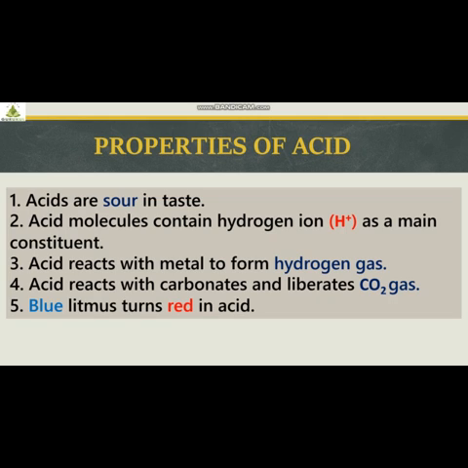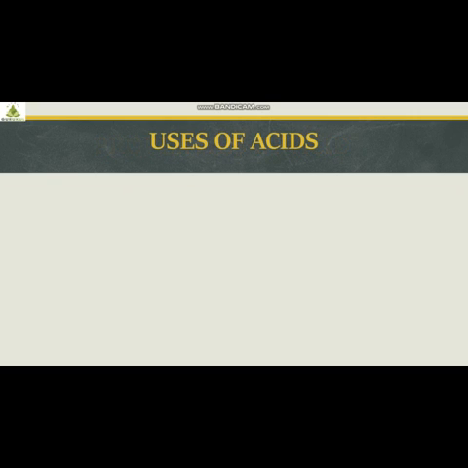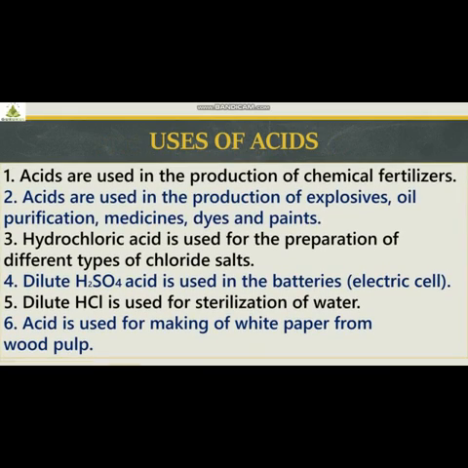So sour in taste, hydrogen ion concentration as a main component. It liberates hydrogen gas when it reacts with metal. It liberates carbon dioxide gas when it reacts with carbonates. Blue litmus paper turns red when present in acidic solution. So these are properties of acid. Easy to remember all 5 points? Now let's go to uses of acids.